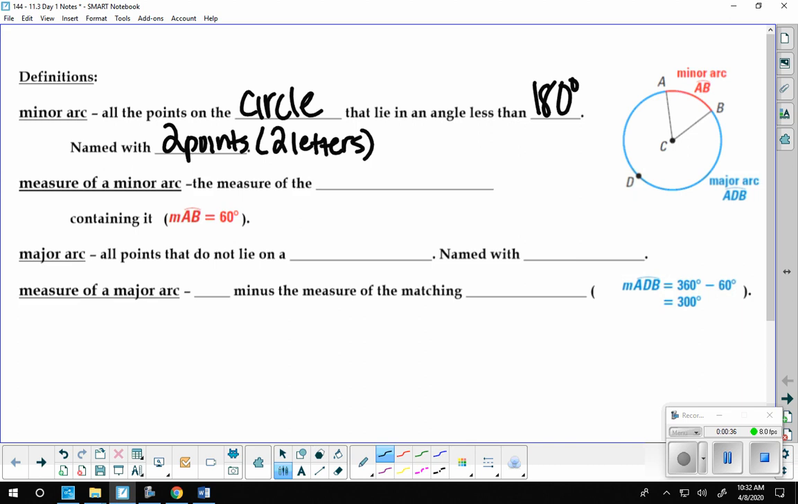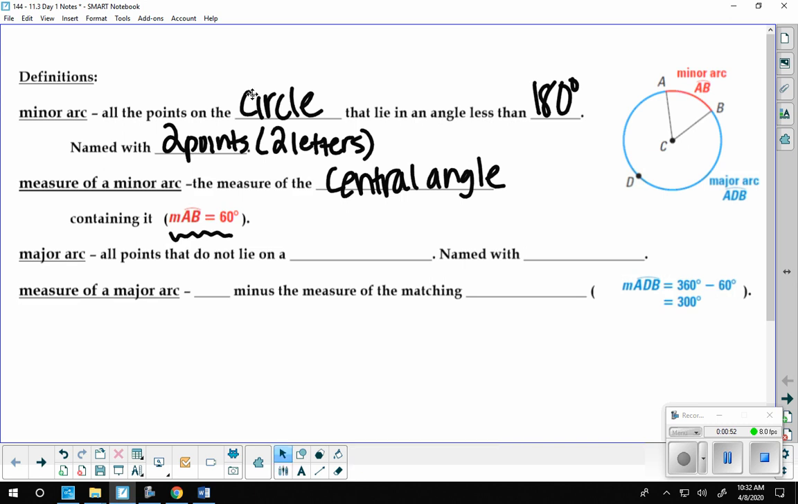The measure of a minor arc is the measure of the central angle containing it. And this is how we would write it. Measure of arc AB equals 60 degrees. So you can see over here, here's our minor arc AB, and 60 degrees here would be the central angle. So then therefore the measure of arc AB equals 60 degrees.